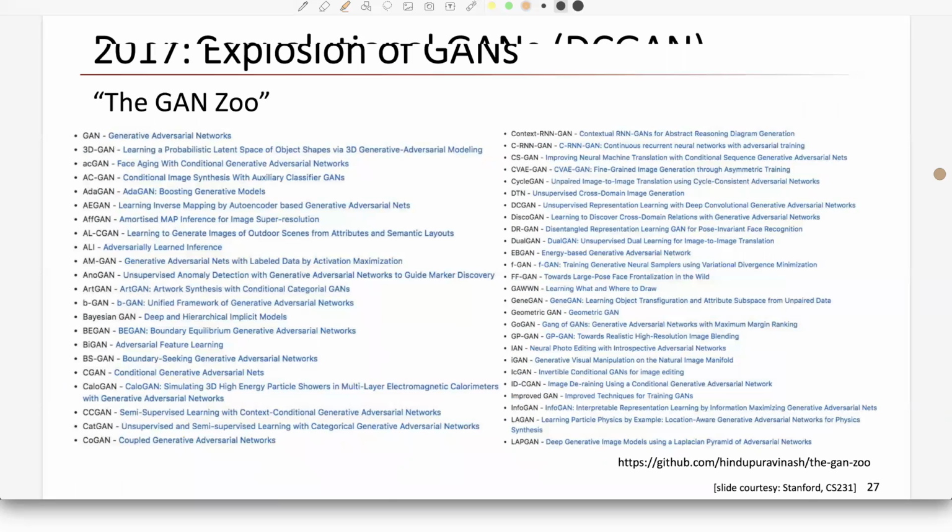Okay, anyway, 2017 was the explosion of the GAN. Not only 2017, but also 2020. Nowadays, there are so many GAN papers. I mean, the explosion of the GAN. So there are so many GANs, something like 3D GAN, AC GAN, Ada GAN, blah blah blah, Bi GAN, Big GAN. There are so many GANs nowadays.